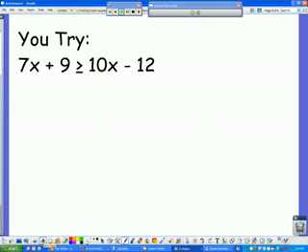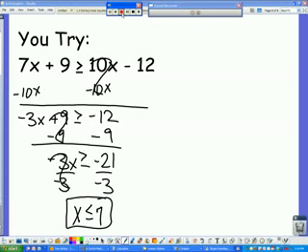Okay, this one is a you try, so go ahead and pause the video. When you're finished, go ahead and restart the video to check your answer. Okay, the answer you should have gotten was x is less than or equal to 7. If you subtracted the 10x first, you got negative 3x plus 9 is greater than or equal to negative 12. Subtract the 9, negative 3x is greater than or equal to negative 21. Divide by negative 3, so x is less than or equal to 7.